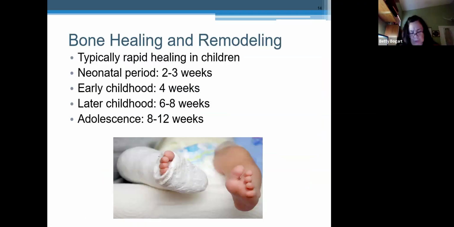Now, most children only need a cast on for about 4 weeks. Me or you are going to need it 3 to 4 months because it has to do with bone healing. Look at the neonatal period. What is the neonatal period? That's ages 0 to 28 days, the first month of life. You could get a broken bone, like fractured clavicles at birth, right? Could be hip dislocations, we're going to talk about that. But look how quickly it heals. 2 to 3 weeks is all it needs.